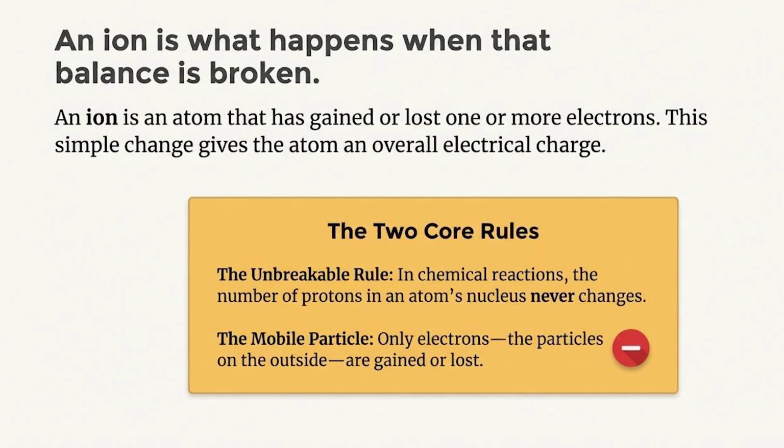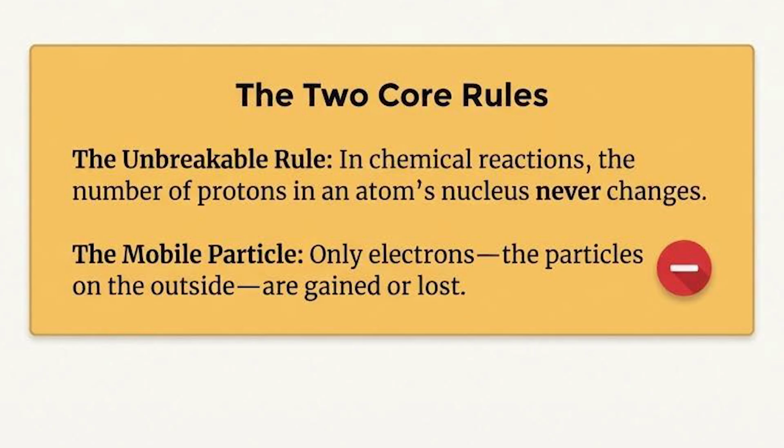An ion is simply an atom that has gained or lost electrons. Here is the golden rule. Protons never change in normal chemistry. Electrons are the mobile particles that move in or out. When they do, the atom loses its neutral balance and becomes charged. That charged atom is what we call an ion.